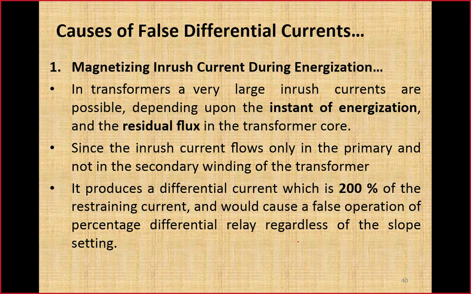It produces a differential current which is 200% of the retaining current and would cause a false operation of the percentage differential relay regardless of the slope setting. Because the maximum slope setting that we normally have is up to 40%. But here, in the case of the magnetization current due to saturation, the difference current can be as high as 200% of the retaining coil current, and that may result in tripping of the transformer at the time of energization.